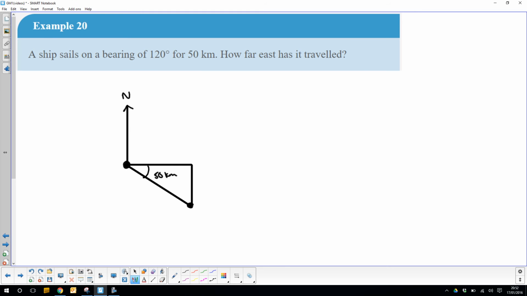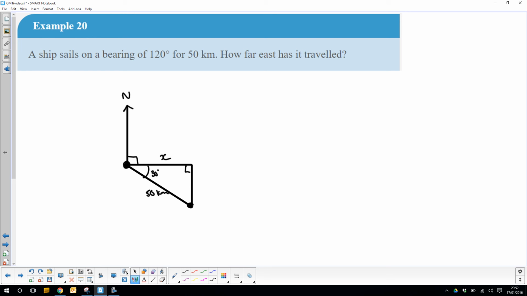We know that the angle in there must be 30 degrees. That's because we know it's 90 degrees to directly east, so it must be another 30 degrees to get that 120 degrees. So how far has it travelled? How far east? That is this distance here. And we've now formed a right angle triangle. We've got an unknown length, another known length and an angle, so we can work that out.